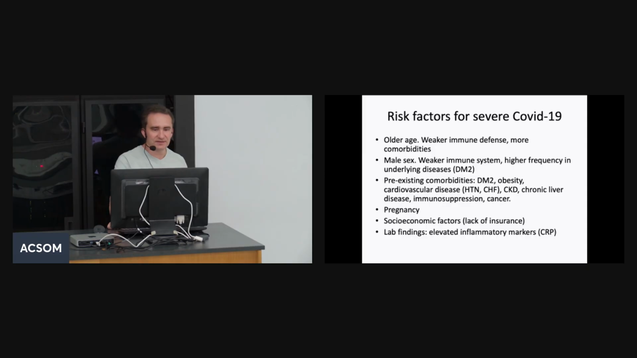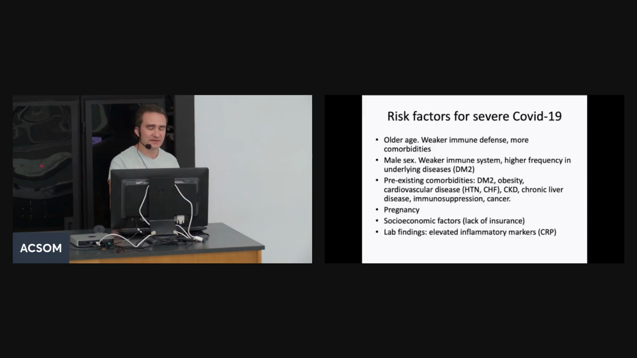The explanation is a weak immune system and high frequency of underlying diseases like diabetes and other pre-existing comorbidities. Most of the patients who would go into severe COVID-19 would, in my experience, have diabetes or be obese or both. Other pre-existing comorbidities would be chronic kidney disease, liver disease, immunosuppression from medications or from cancer or from HIV. Pregnancy is a risk factor, and then lack of resources, like lack of insurance, since people may wait longer to go to the hospital or seek attention.